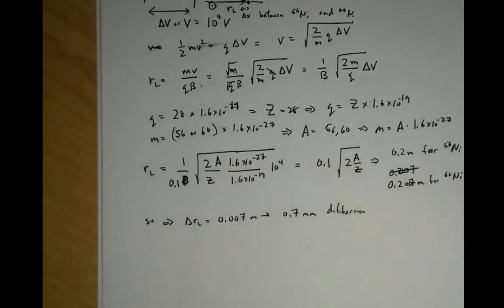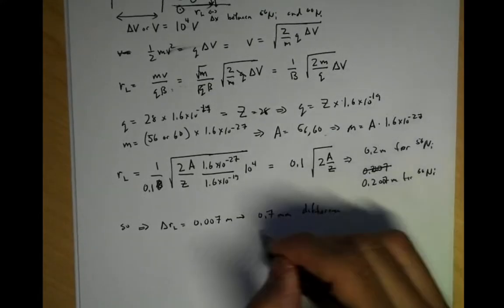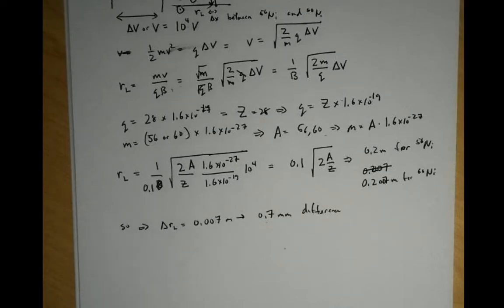And 0.7 millimeters is not something you can't measure, right? You take a precise enough ruler, and you could get that distance basically. And so this is something that you can actually do to separate stuff out.